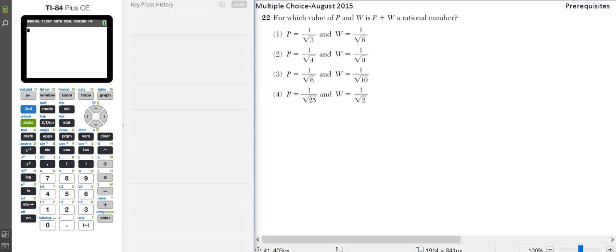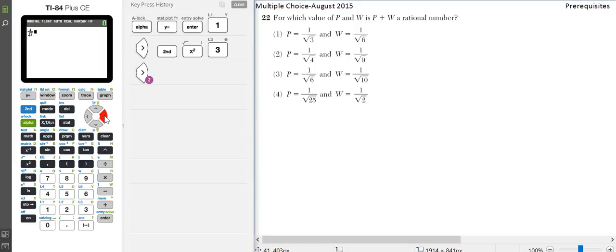The easiest way to answer this question is to just enter the values of P plus W for choices 1, 2, 3, and 4 into your calculator and see which one will give you a rational number. So we're going to start with choice 1. Alpha y equals, enter to give you the fraction symbol. Then the numerator is 1, denominator, square root of 3.